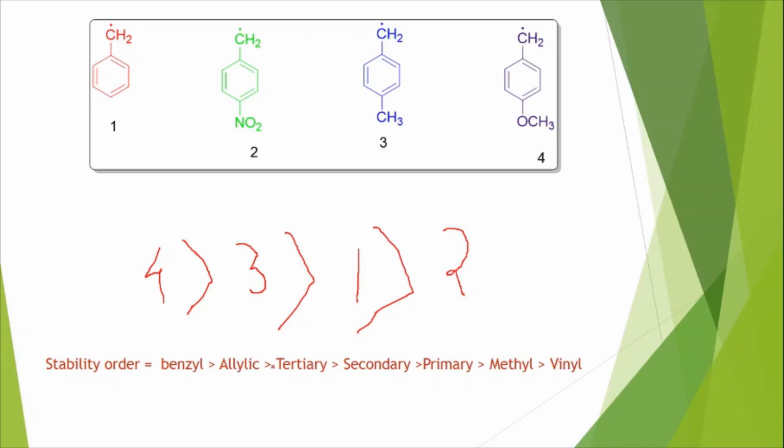Then the third one is the tertiary radical. This tertiary radical is stabilized by both the electron donating inductive effect as well as the hyperconjugation effect. So the third most stable is the tertiary radical, then secondary, then primary, then methyl and vinyl radical. The vinyl radical is least stable because that radical is present on an sp2 hybridized carbon, and the distance between your half-filled orbital and your nucleus is very close, that's why it's less stable. So this is the standard stability order for organic radicals: benzyl, allylic, tertiary, secondary, primary, methyl and vinyl.